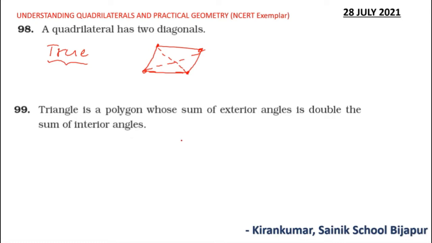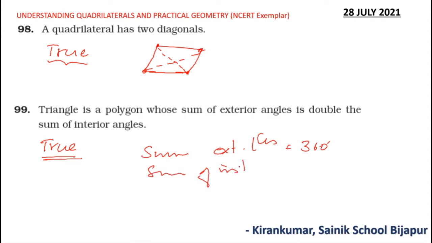Question 99. A triangle is a polygon whose sum of exterior angles is double the sum of interior angles. This statement is true because the sum of exterior angles is 360 degrees and the sum of interior angles is 180 degrees. When you look at this, it is exactly double.